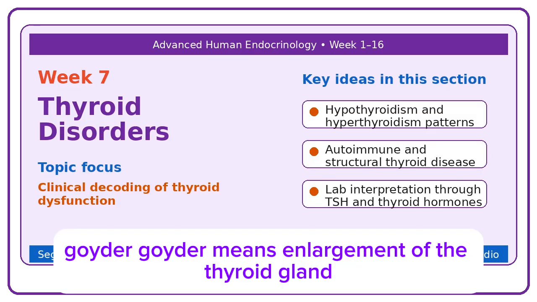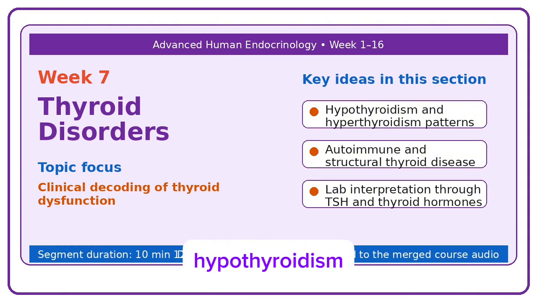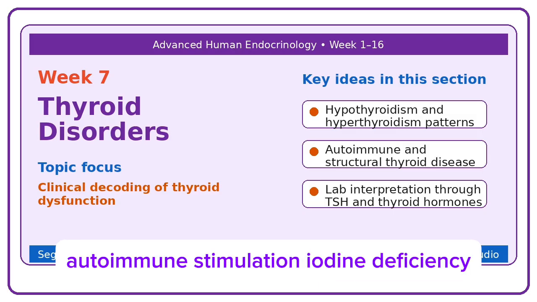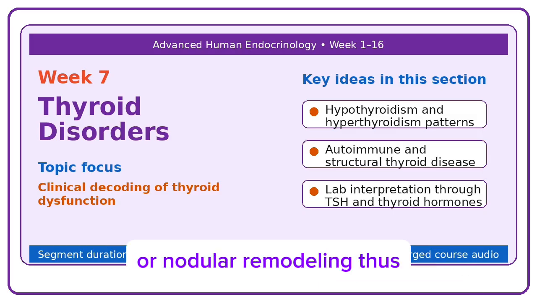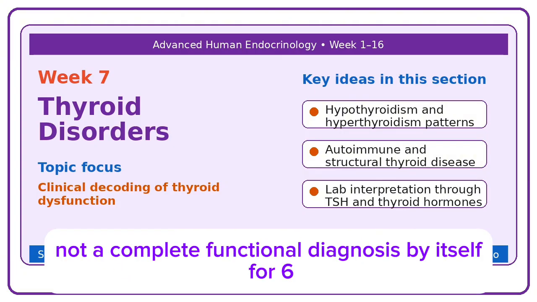5. Goiter. Goiter means enlargement of the thyroid gland. A goiter can occur in settings of normal thyroid function, hypothyroidism, hyperthyroidism. Enlargement may reflect increased TSH drive, autoimmune stimulation, iodine deficiency, or nodular remodeling. Thus, goiter is a structural description, not a complete functional diagnosis by itself.